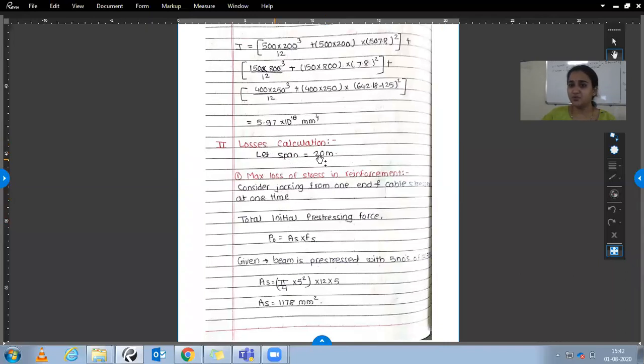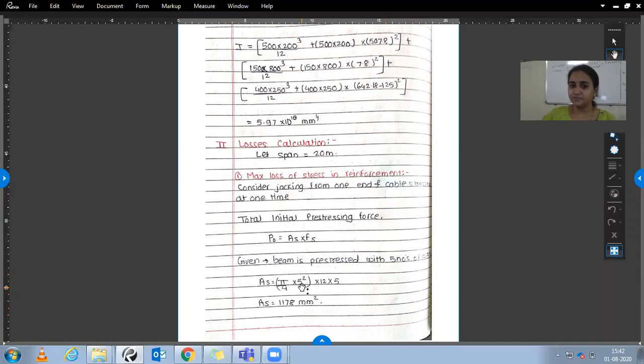The given span is 20 meter. Now the maximum loss of stress in reinforcement: consider jacking from one end, and the cables are stressed at a time. This sentence is also given. The initial pre-stressing force P0 is equal to As into Fs, where As is the area of steel and Fs is the stress at the level of steel. The given beam is pre-stressed with 5 numbers of 12 by 5 cables, so according to that we will find this area.